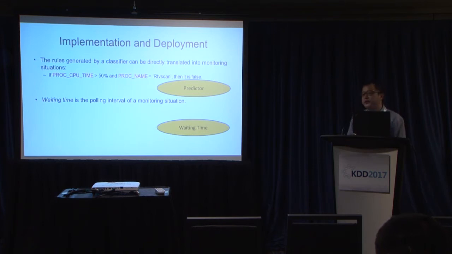Implementation-wise, we are using a rule-based classifier to classify. Why do we use a rule-based classifier here? Because those rules correspond to monitor conditions. You can see that the rules generated by a classifier can be directly translated into monitor conditions on CPU and process name. For example, if process time is greater than 50% and process name is RTV scan, we know this is a wireless scan program, which can take time, so this alert may be false.